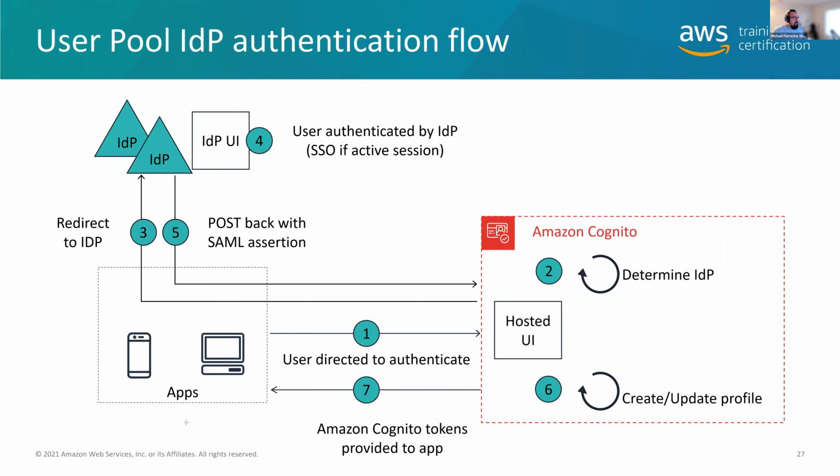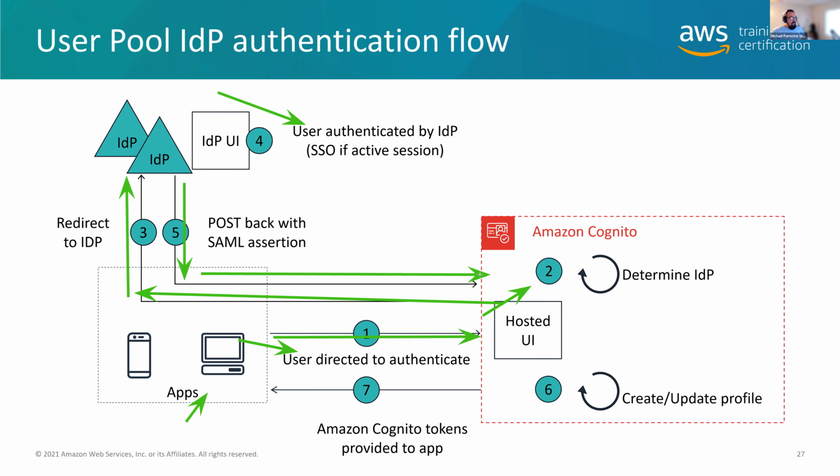All right, we've got an app and a user is directed to authenticate. So what happens is they're going to go to some kind of UI that Cognito has. What's going to happen is that they're going to determine who is the identity provider for this particular user pool, this user identity. And then it's going to go talk to the IDP, which is going to authenticate the session and then post back a SAML assertion back to Cognito. Cognito is going to update the profile, and then it's going to provide tokens to the application, verifying that this user now has these permissions.